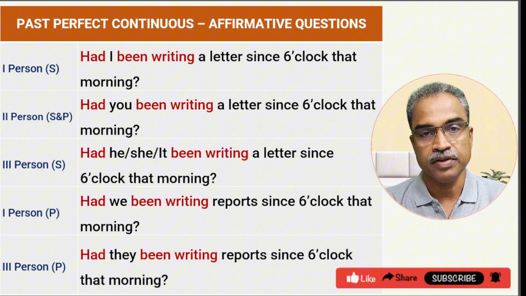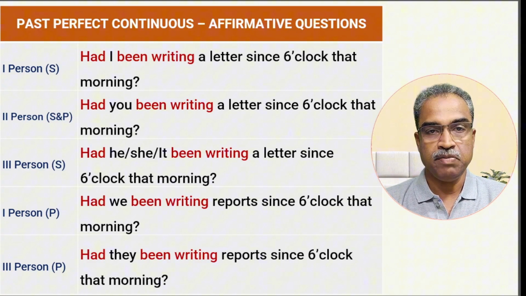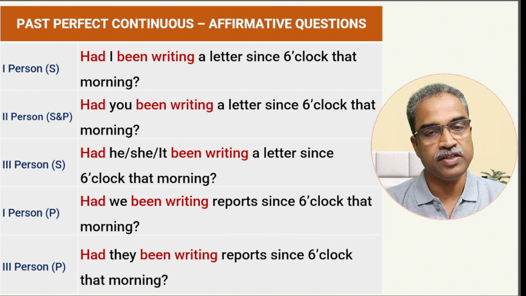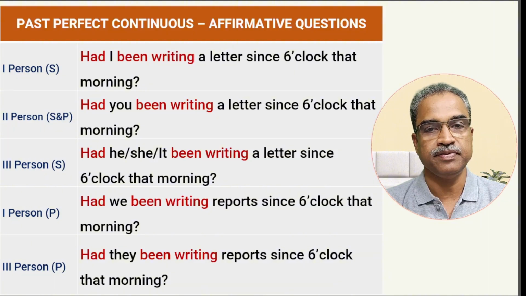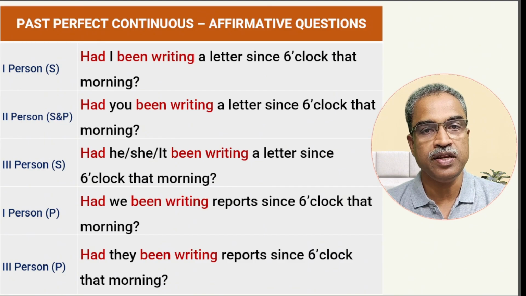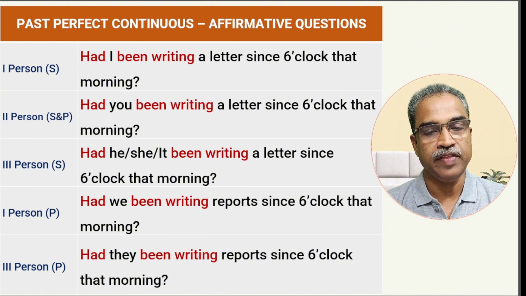That's the question. Now coming to third person singulars. He had been writing, she had been writing, it had been writing. Now it changes into had he been writing? Had she been writing? Had it been writing? That's simple. You know now how it is working out here. And the next one, first person plural. We had been writing a letter. How will we change it now? Had we been writing a letter? And then they, third person plural. They had been writing a letter. Had they been writing a letter? Had they been writing a letter since 6 o'clock that morning?